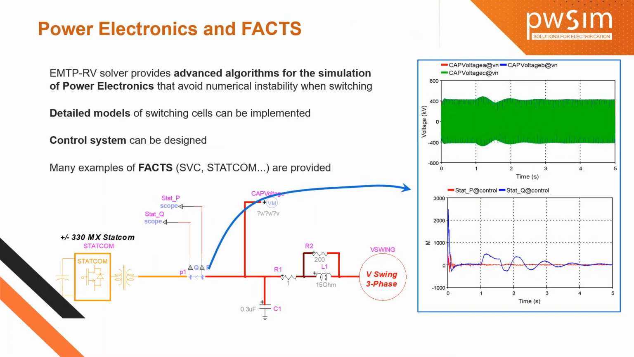This is the example for power electronics and FACTS. In this example, you can see the detailed modeling of STATCOM, SVC, and other things. We can see the subcircuits of each and everything. The detailed model of control techniques can also be performed, and different examples are also available for this in EMTP software. In this example, you can see the absorbed power by the STATCOM and the voltage at the capacitor bank.